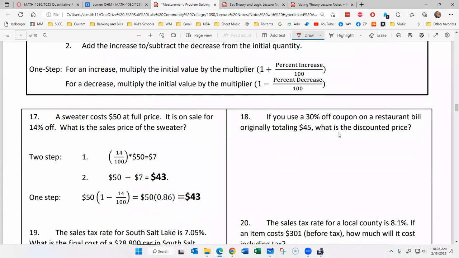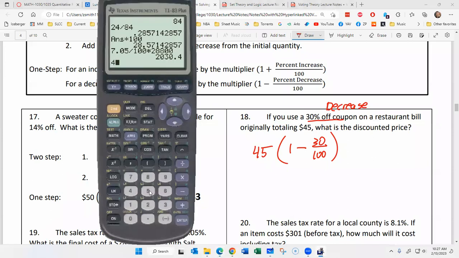So on number 18, a 30% off, this is a decrease. So we have $45, and then we multiply by this decrease. It's 1 minus the percent decrease, 30, over 100. $31.50.